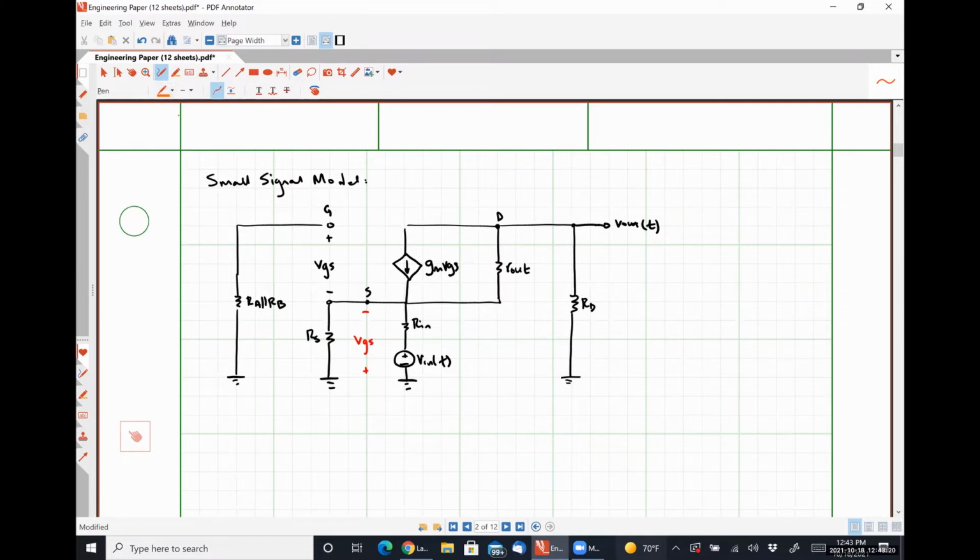So I'm going to wind up applying Kirchhoff's current law at a couple of places to develop a relationship for my voltage gain here. And so while I am doing that, I'm going to go ahead and express some of these currents. So the current flowing through resistor RS should be negative VGS divided by RS.